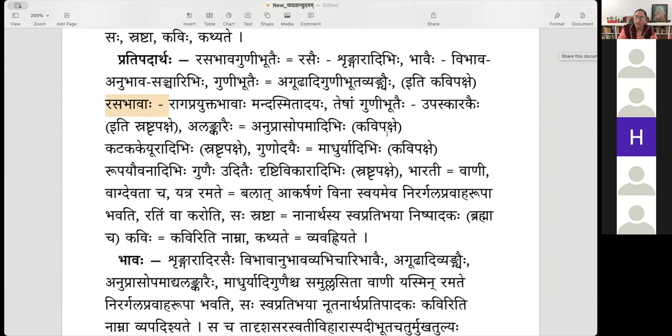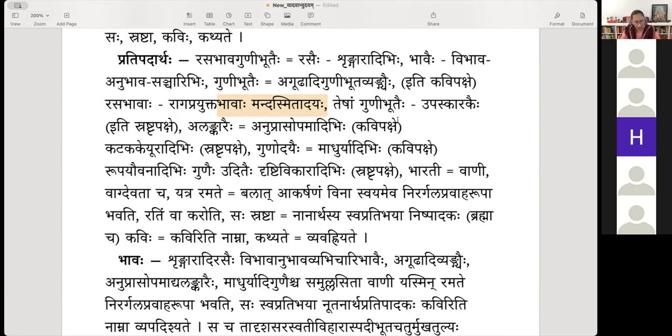Either it's a passion for something or something like that. Raga prayukta bhavaha, mandasmitadayaha. So we make certain gestures which are revealing of our inner intention also. This is present in the Srashtrupaksham, in the creation of Brahma. Tesham Gunibhutaihi, you take it as Tesham Vijrambhanena.